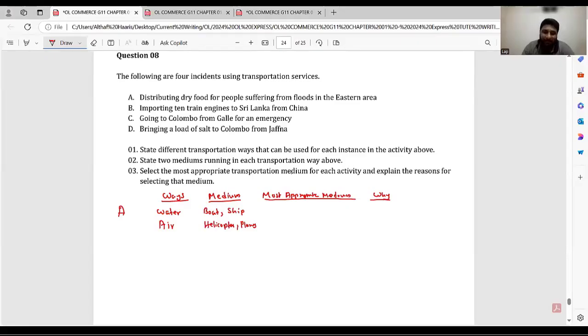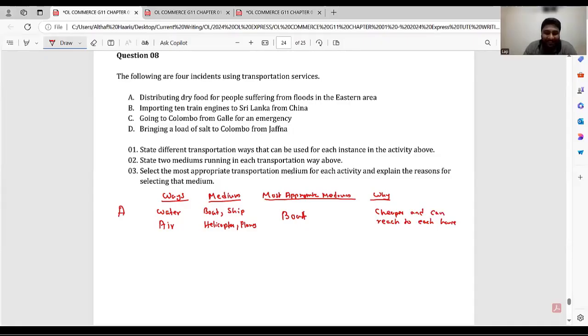So what is the most appropriate one, people? Tell me. What is the most appropriate one out of the things that we have written? Boat. Why? Cheaper and can reach each house. Or you can write more: tire tube, barrel, those things also you can write.